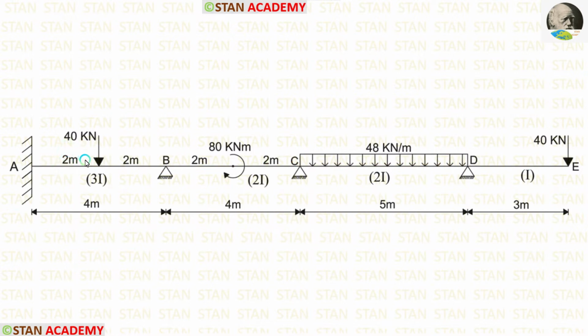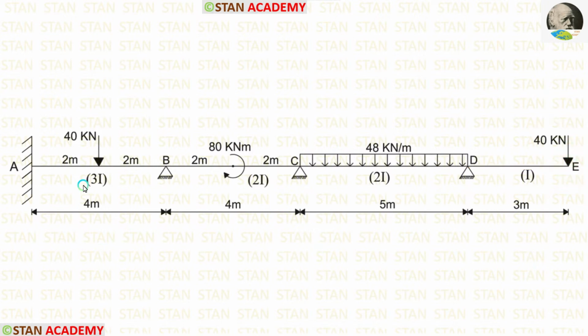In the span AB, there is a point load 40 kN acting in the center. In the span BC, there is a concentrated moment 80 kN meter. It is acting in the clockwise direction. In the span CD, there is uniformly distributed load 48 kN per meter acting for the full span. In the overhanging span DE, there is a point load 40 kN acting at the point E.